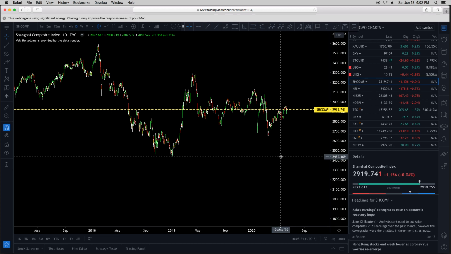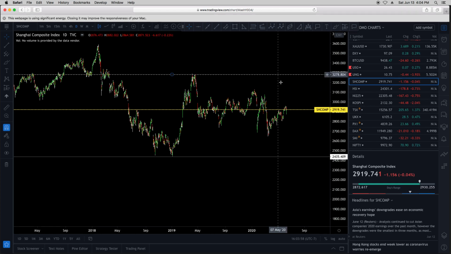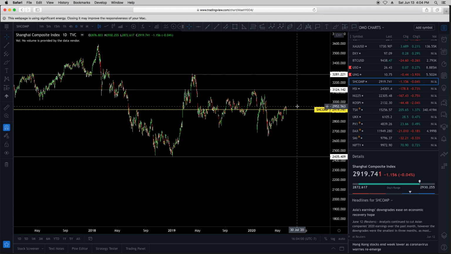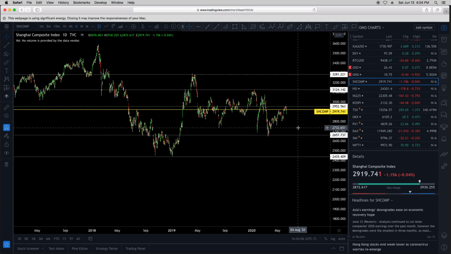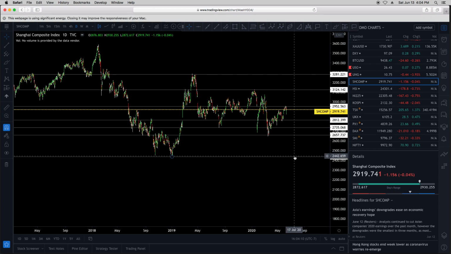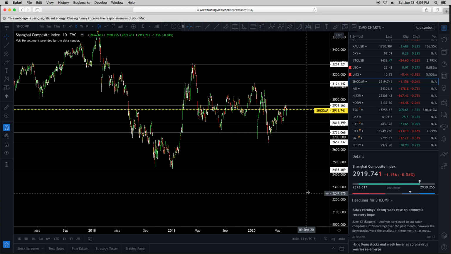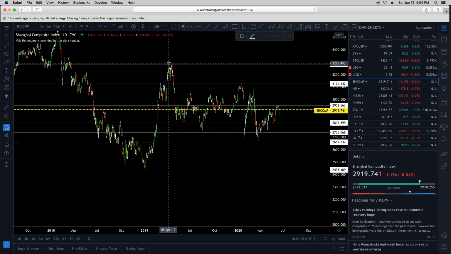Okay, support right here, 2435. I'm going to round the numbers to go faster. 3280, 3124, 2952. Resistances. Now support, 2657, 2732, 2812, and this support down here, 2435. Okay, put some trend lines in there.